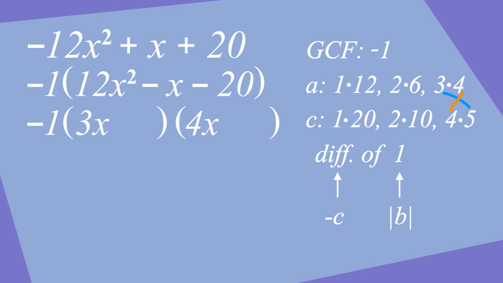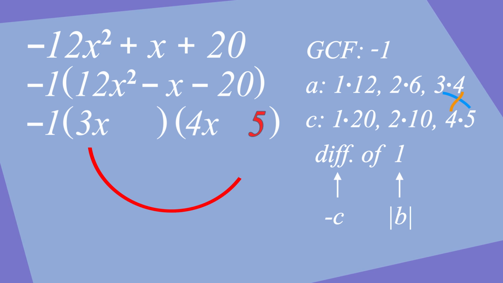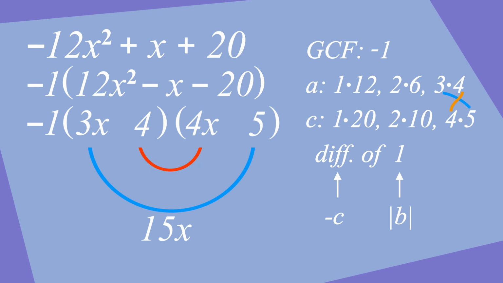We know that our signs will be different because our constant was negative. The product of 3x and 5 is 15x. The product of 4 and 4x is 16x. The bigger product has the same sign as b.